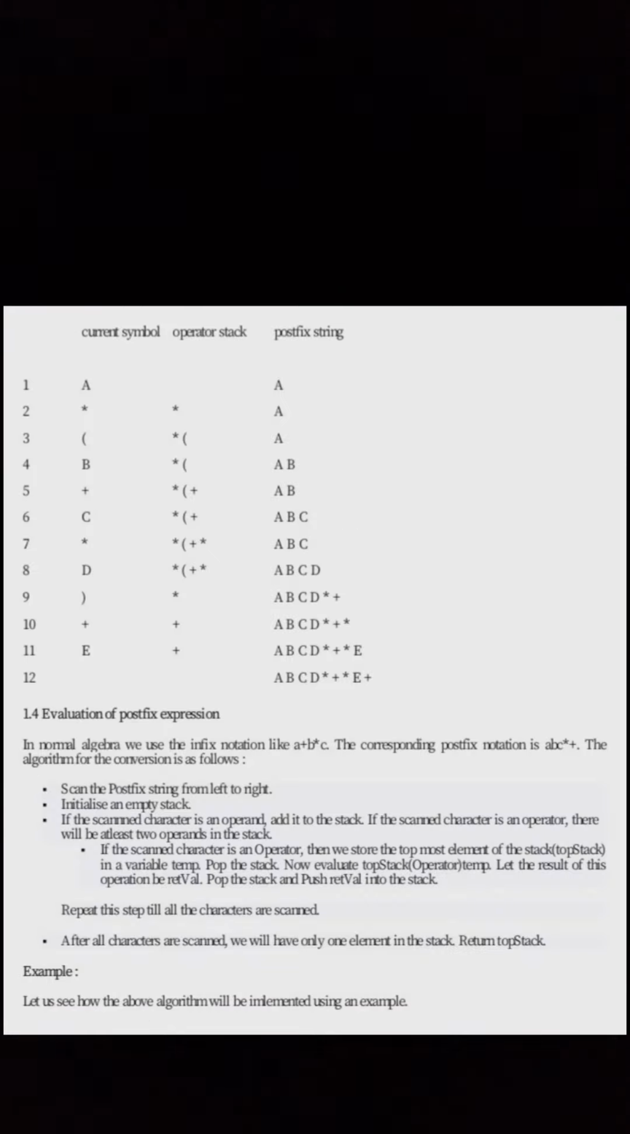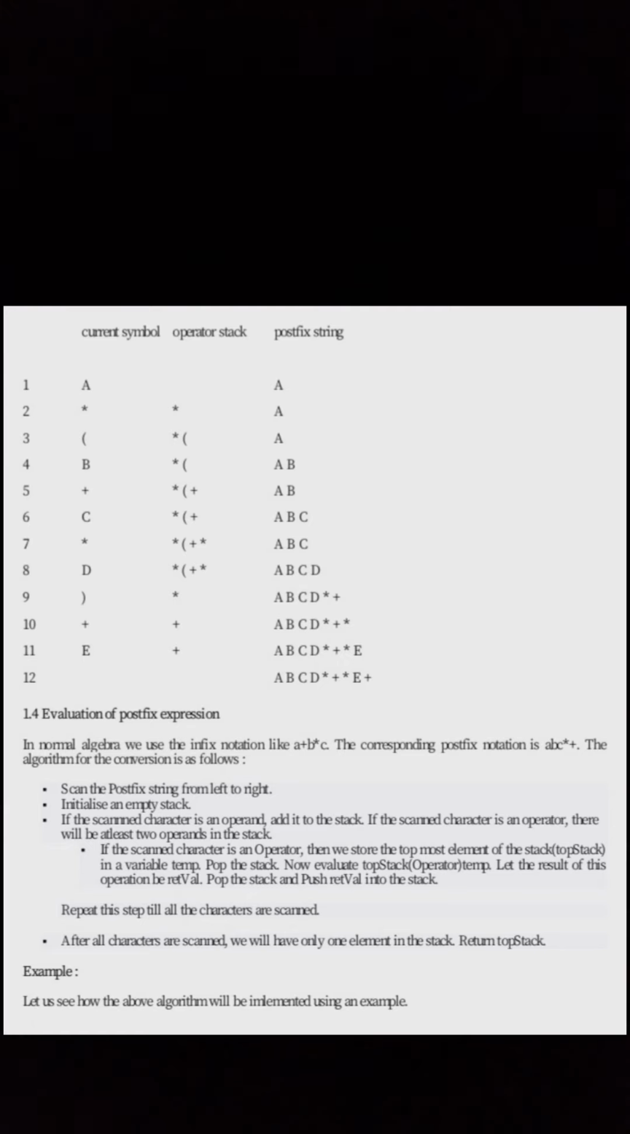See the sixth example. See the continuation of the sixth example. Now let us see evaluation of postfix expression. In normal algebra, we use the infix notation like a plus b star c. The corresponding postfix notation is a b c star plus. The algorithm for the conversion is as follows.